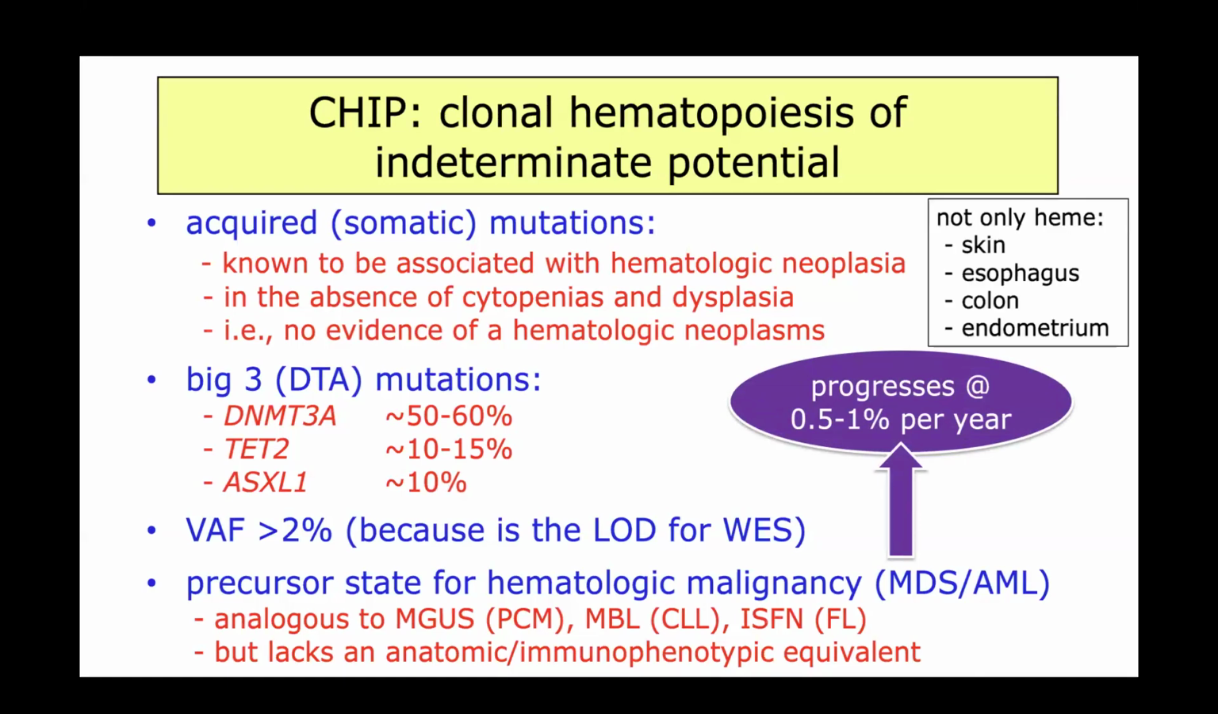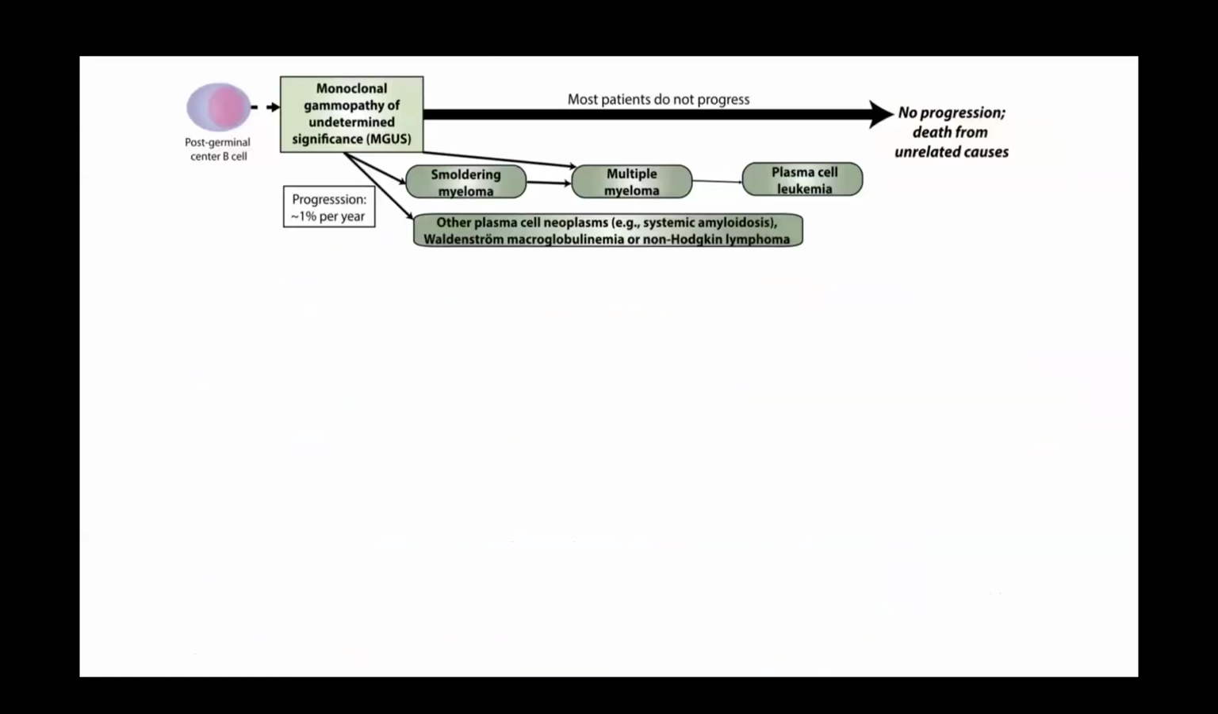CHIP, or clonal hematopoiesis, is not restricted now to the hematopoietic system. It's known to affect other systems. So there's clonal skinopoiesis of indeterminate potential, and clonal esophagopoiesis of indeterminate potential, and clonal colonopoiesis or endometriopoiesis of indeterminate potential, with it being described in these other organ systems as well.